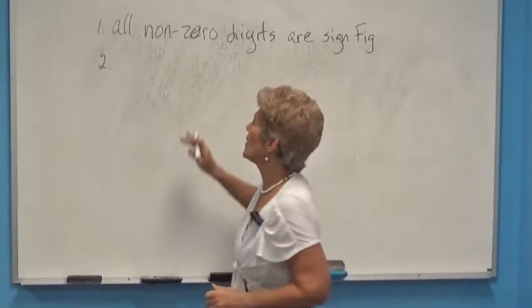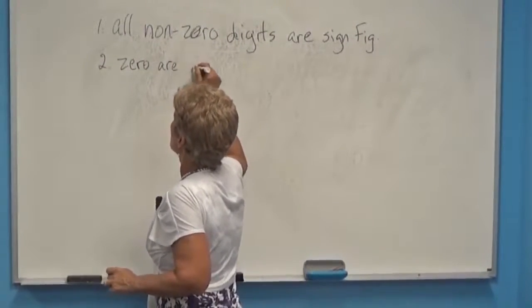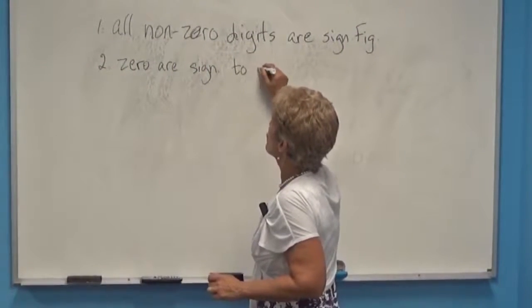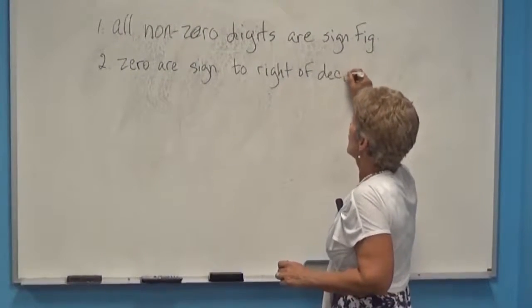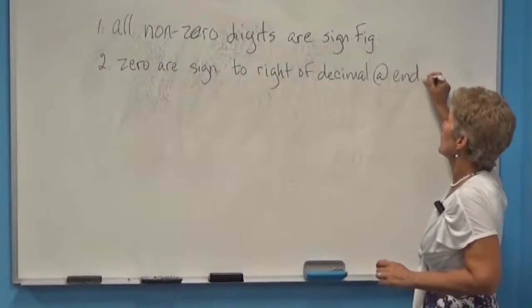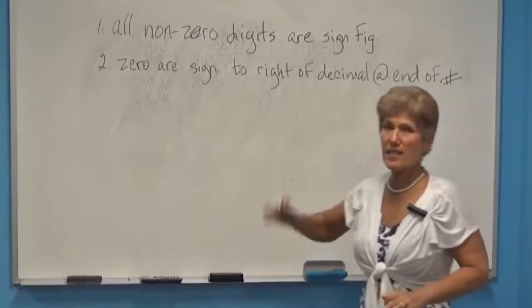Okay? Number two, the problem comes in with zeros. So the second rule I'm going to tell you is zeros are significant if they are to the right of the decimal at the end of the number. It's got to be both. To the right of the decimal at the end of the number.